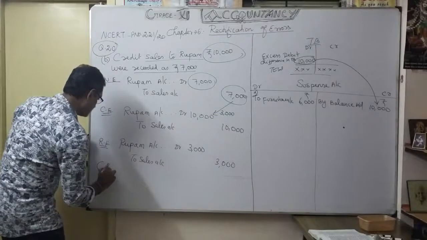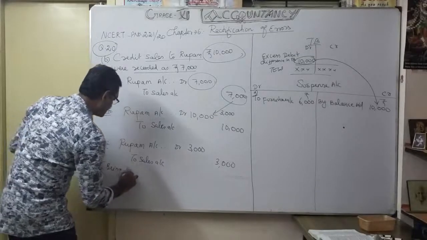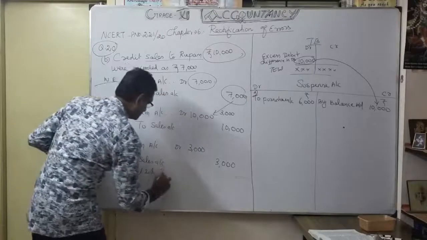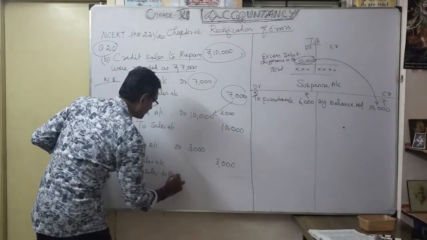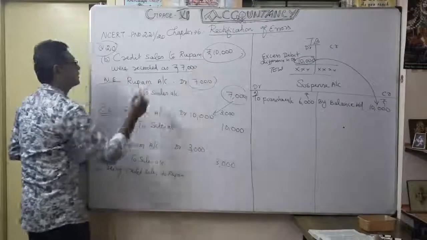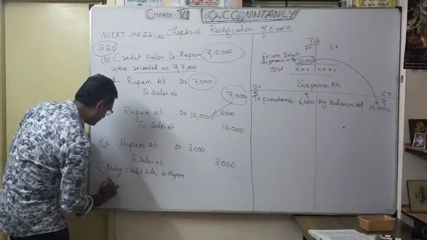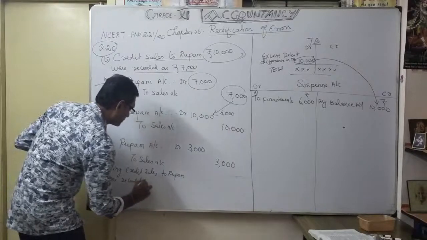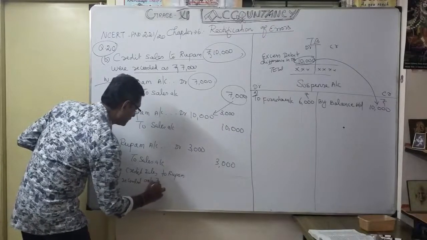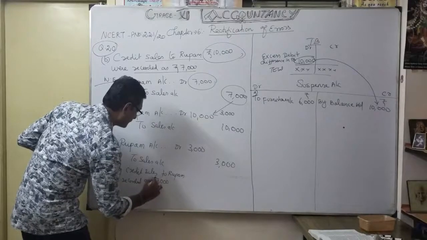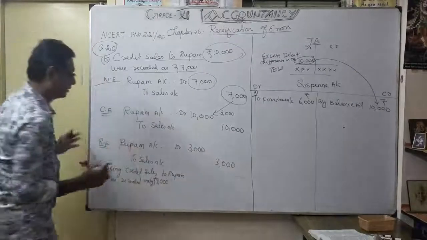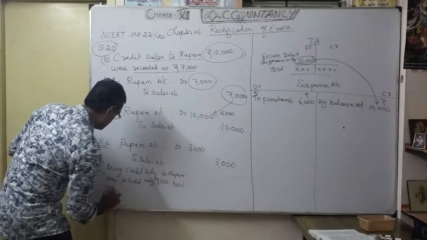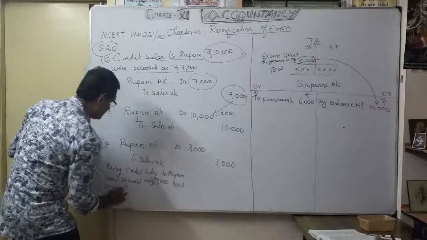As being credit sales to Reuben, only recorded Reuben were recorded how much? Only 7,000. Now rectified. Now rectified. You understood now? That's our second one.